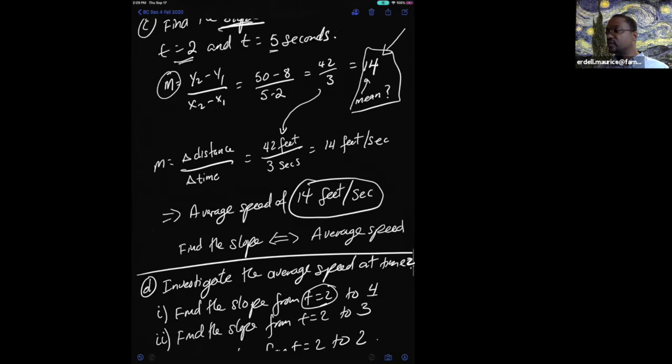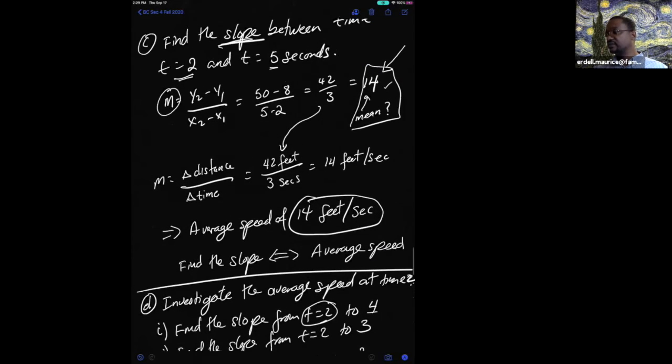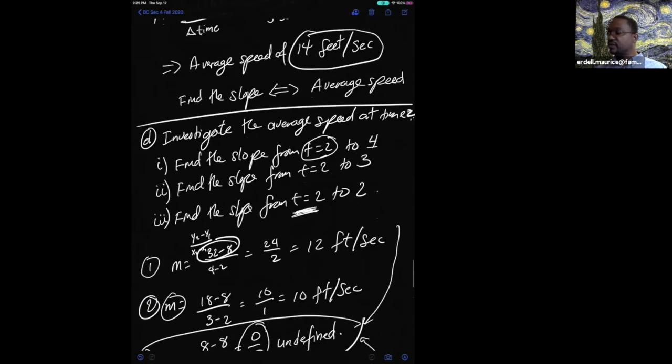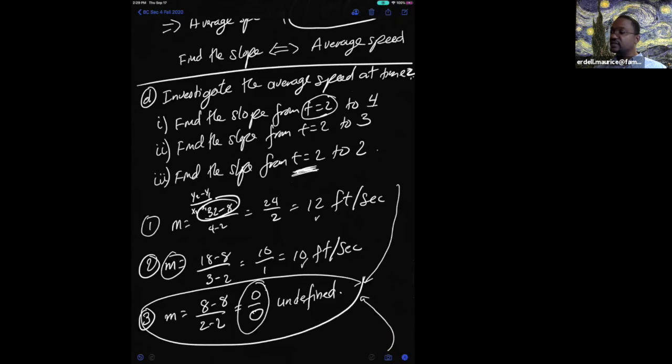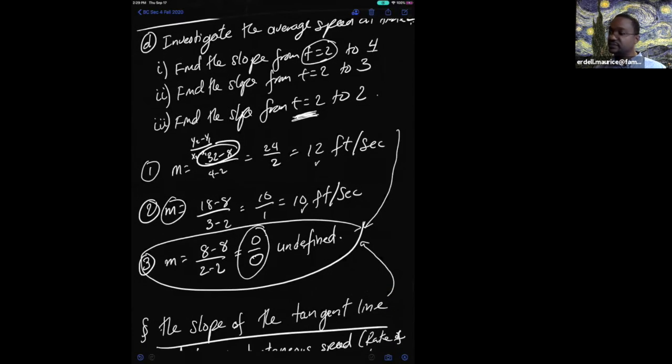So between 2 and 5, it was 14. Between 2 and 4, it was 12. Between 2 and 3, it was 10. So what's going to be the speed between 2 and 2? The first one was 14, then the next answer we got was 12, and the next answer we got was 10. What do you think is going to be the speed of the vehicle at 2 seconds into the journey? Undetermined.